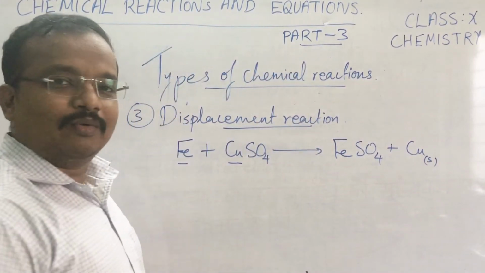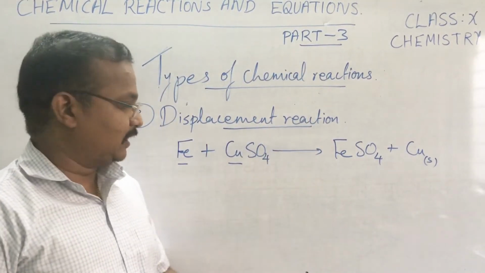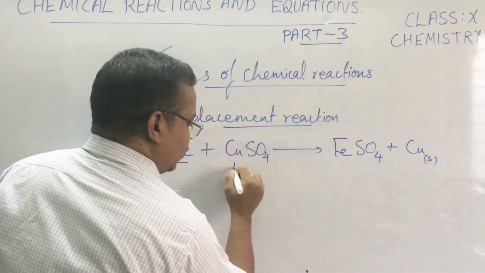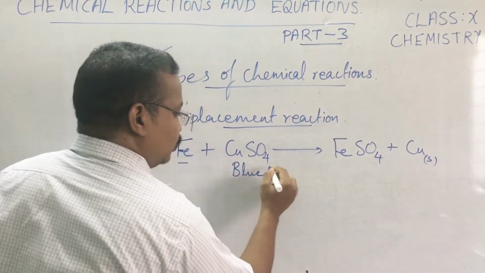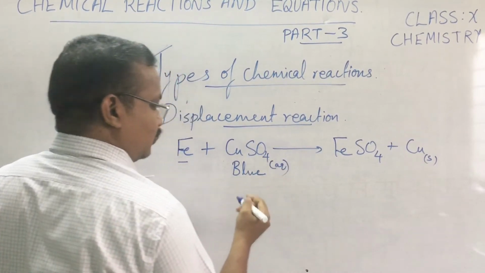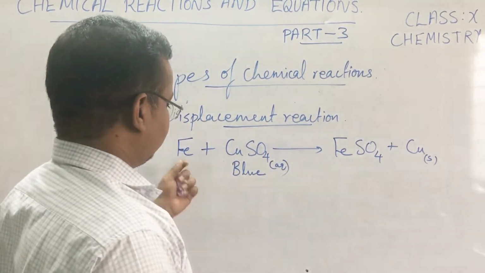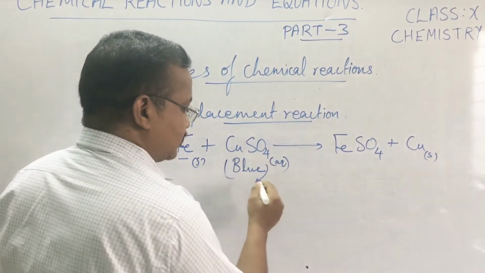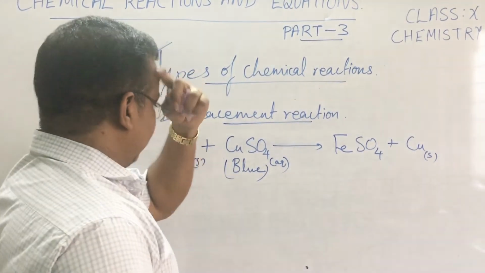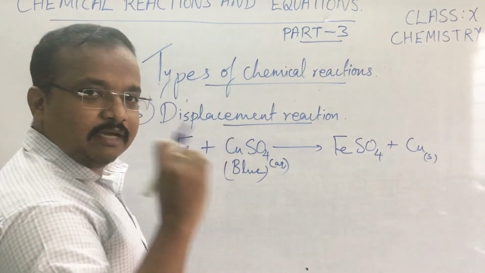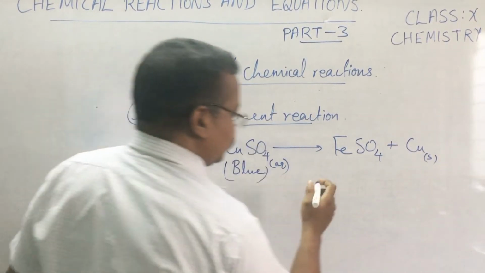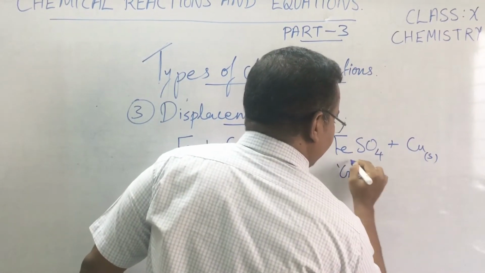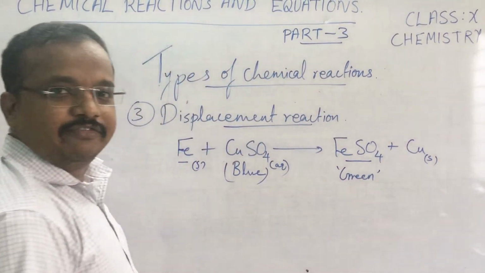How can you understand this reaction occurred? Copper sulfate is actually a blue colored solution. If it is in aqueous form, this reaction takes place. So when you add solid iron into blue colored copper sulfate, what happens? After some time, the solution turns green in color. This greenish color is due to the formation of FeSO4.